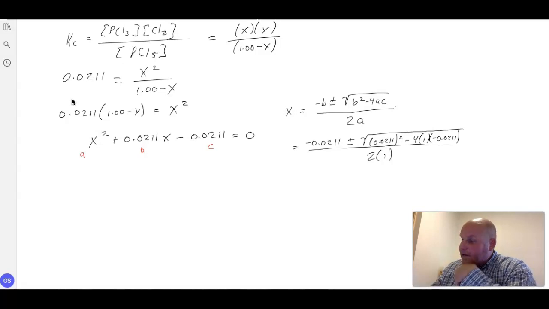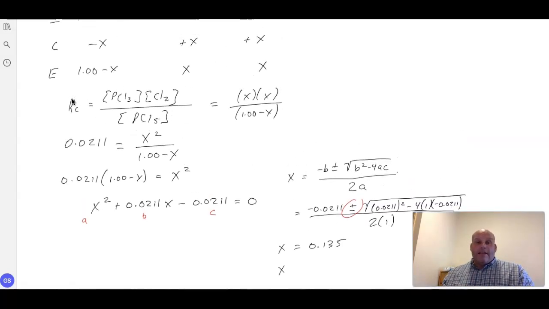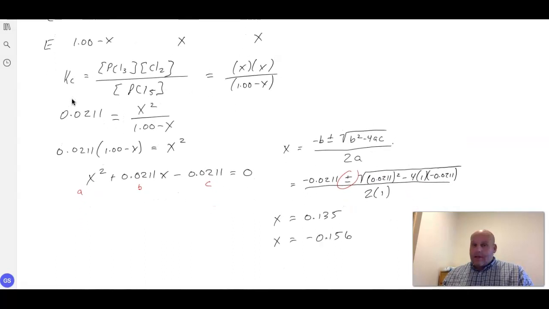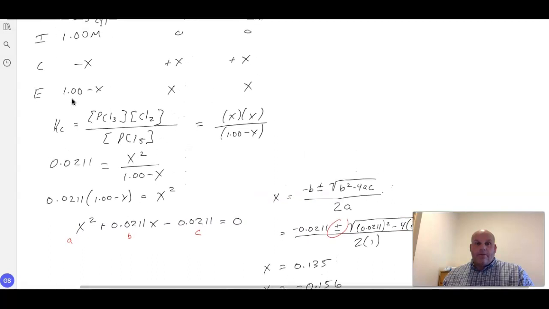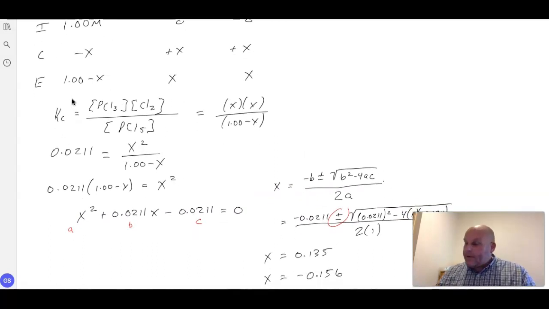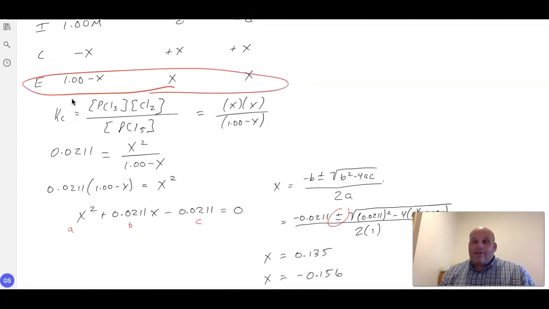As always in the quadratic, because of this plus or minus situation. As I work through and solve here, I'm going to get x equals 0.135 or x equals negative 0.156. So if we think about what x signifies here, as I look back up to my ICE table, what did we call x up here in our ICE table? We called x the concentration of different values up here, right? So x is a concentration, so the negative value doesn't make any sense here. So our answer is always going to be the positive value.